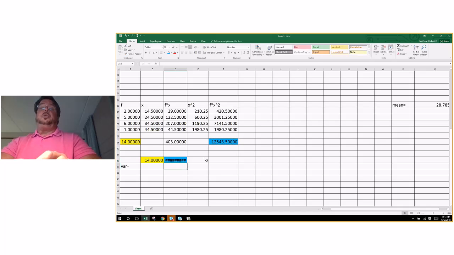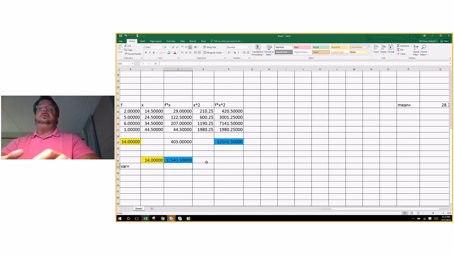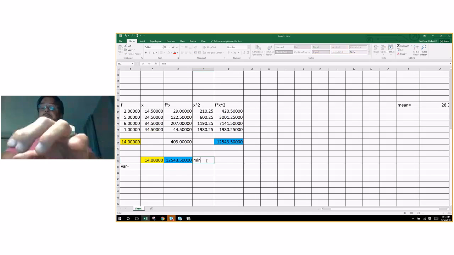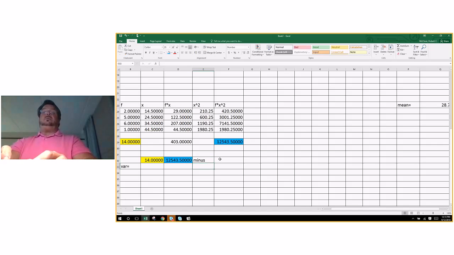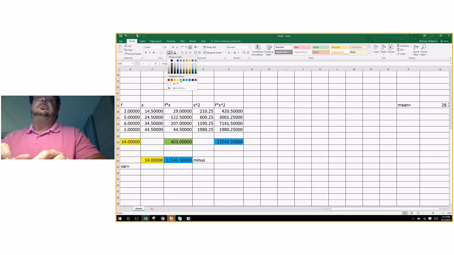And then I'm going to put the word minus. I'm going to put that in the middle because I'm going to do this in steps. Minus. And then the summation of f of x right there. I'm going to color that orange and put that right here.